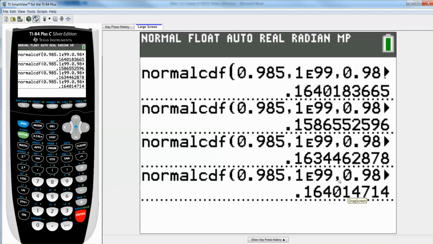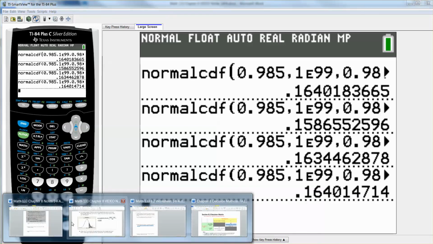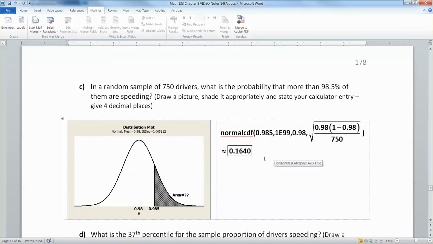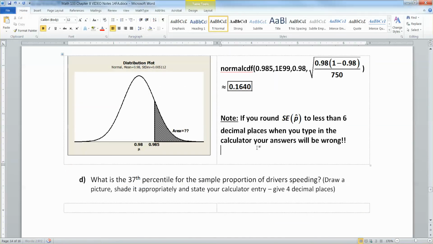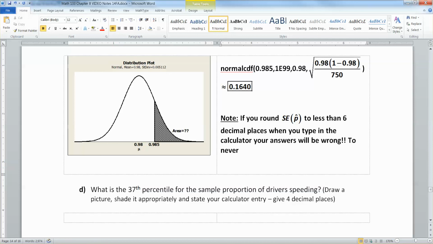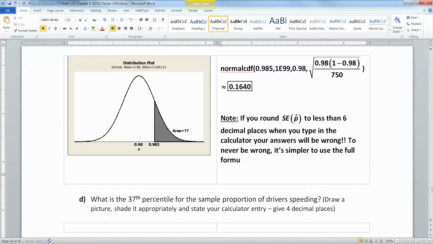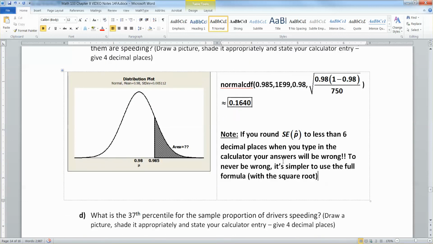But you can see that's why I say in the notes you have to keep lots of decimal places. So let me make a note of that right here. There, I made that note right there. If you round the standard error of the p-hat to less than 6 decimal places when you type in the calculator, you will be wrong. To never be wrong, just use the formula. It's simpler to just use the square root formula. With the square root. There we go. All right, let's pause right here and I'll pick back up with that percentile question in the next video.